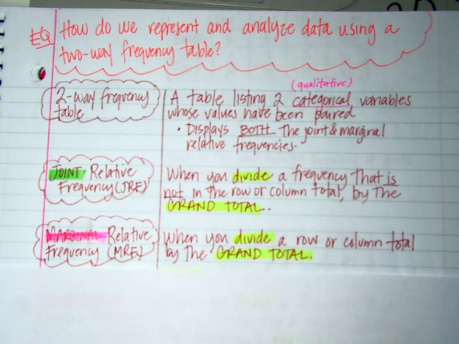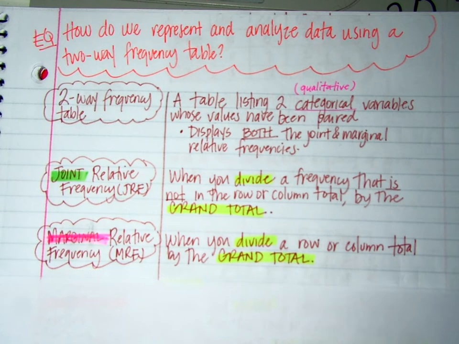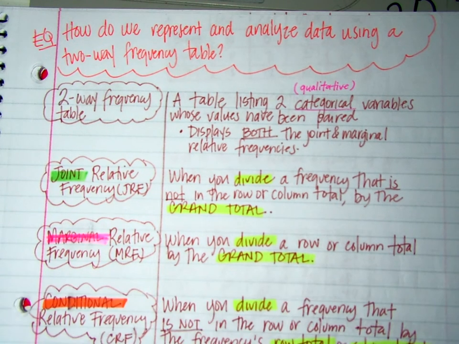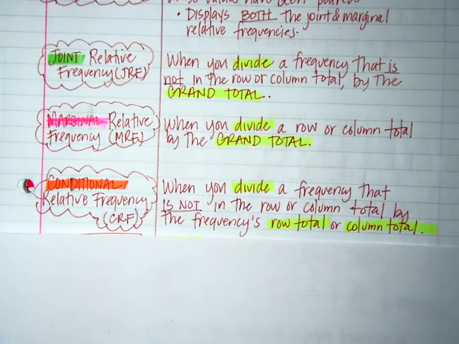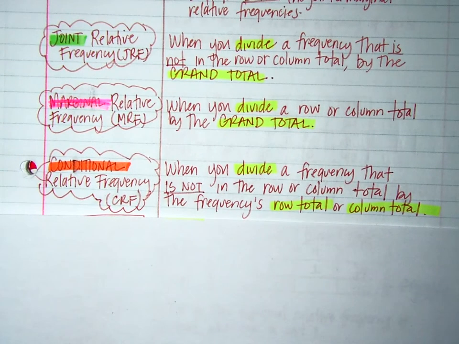Now another relative frequency we're going to be talking about is called conditional relative frequency. In this relative frequency, we're going to be dividing a frequency that is not in the row or column total by the frequency's row total or column total. As you can see, I have highlighted divide by row total or column total in yellow, and my conditional relative frequency is going to be orange. Now you can pause this at any time so that you can catch up with your notes, and then you can press play to continue.